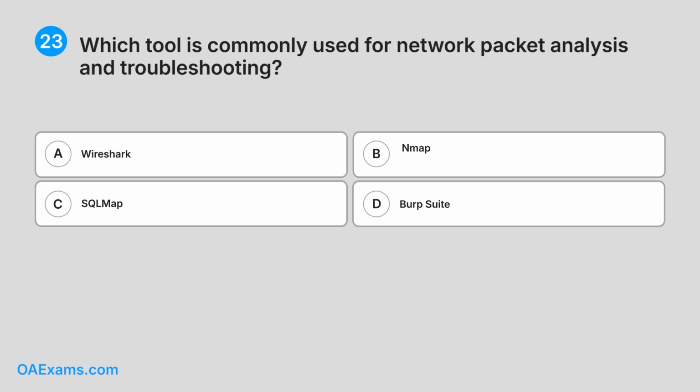23. Which tool is commonly used for network packet analysis and troubleshooting? A. Wireshark. B. Nmap. C. SQLmap. D. Burp Suite. Do you know the answer?